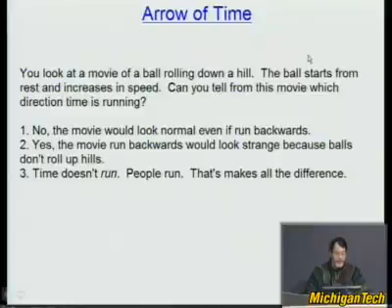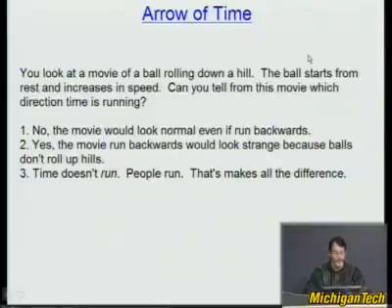Rated by Rotten Tomatoes as the second most popular movie of this lecture. You look at a movie of a ball rolling down a hill. The ball starts from rest and increases in speed. Not very interesting, or is it? Can you tell from this movie which direction time is running? Answer number one: no, the movie will look normal even if run backwards. Two: yes, the movie run backwards will look strange because balls don't roll up hills.